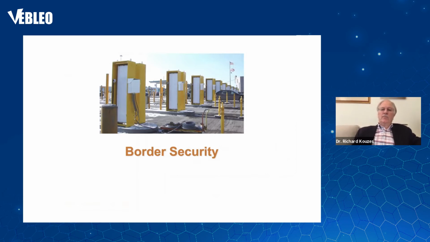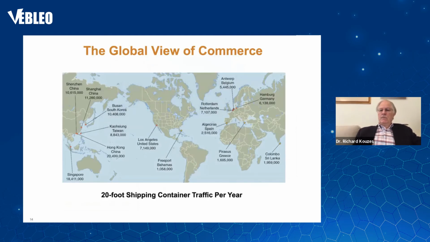Shown here is another example of radiation portal monitors at borders. Inside those white boxes there are large plastic scintillators and neutron detectors. If you look at the world commerce, every year, every day, thousands and thousands of containers are transported. For example, Los Angeles in the US gets over 7 million containers a year. These are 20-foot shipping containers. Hong Kong, over 20 million per year. The Netherlands, over 7 million per year. So these are very large volumes.